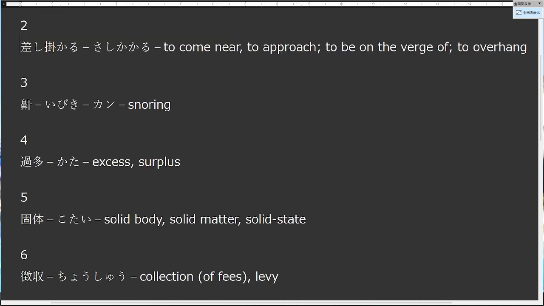Number 2 is sashi kakaru. Sashi on the left side for distinction and kakaru on the right side for hanging or suspending. So sashi kakaru can mean a discrepancy on hanging, meaning an overhang, but can also mean to come near or to approach, meaning you are suspending the difference between them, reducing that difference or distinction, and you are coming near to them or approaching them. Sashi kakaru is to come near, approach, be on the verge of, or to overhang.